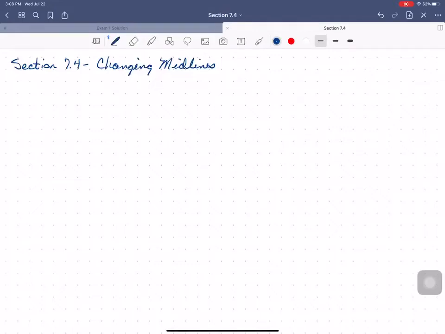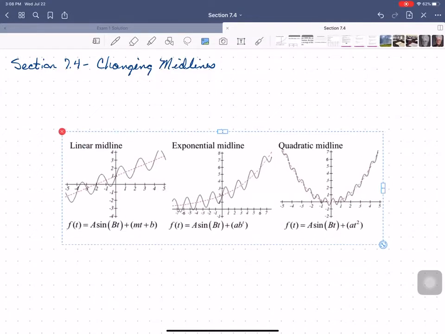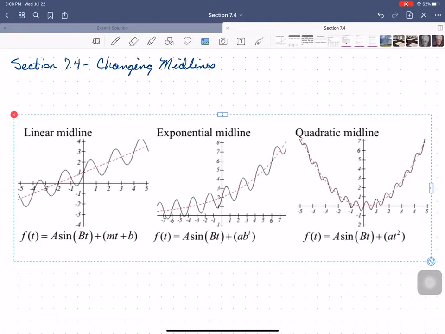Right, let's talk about changing midlines. We'll talk about changing amplitudes after we get done with midlines. So what do we mean by changing midlines? Well, let me just show you what we're going to do here. What we are talking about are functions like these.